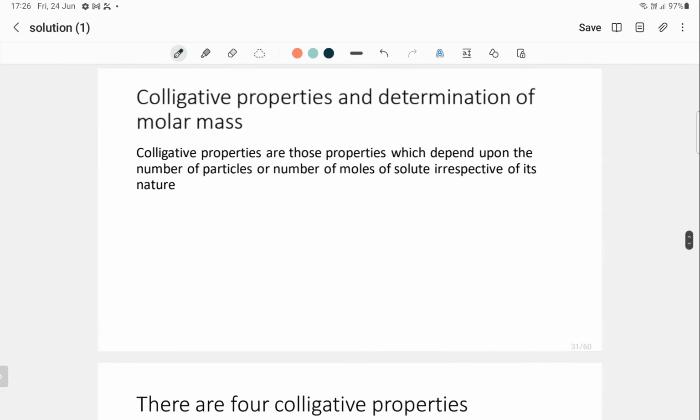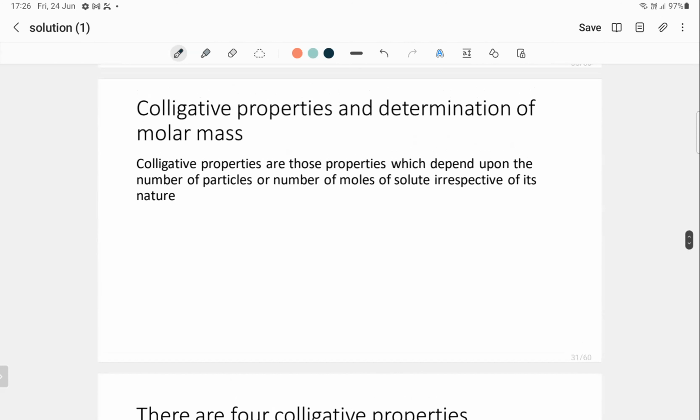These are the colligative properties: those properties which depend upon the number of particles or number of moles of solute, irrespective of its nature. In the sense, even if the size of the solute is small or big, or repulsive or attractive, whatever it may be, it is the number of moles of solute present in the solution.